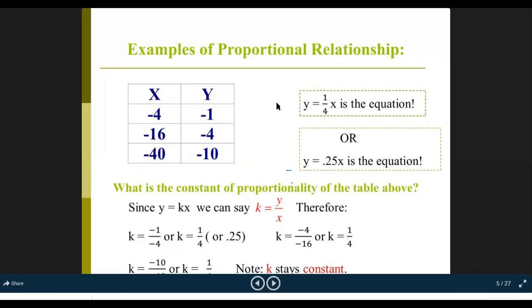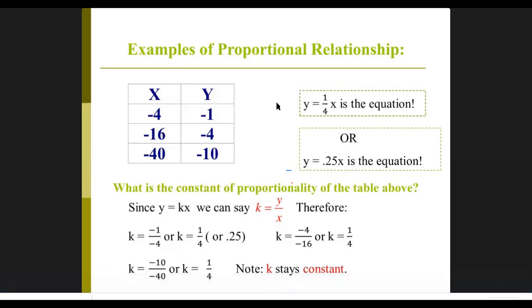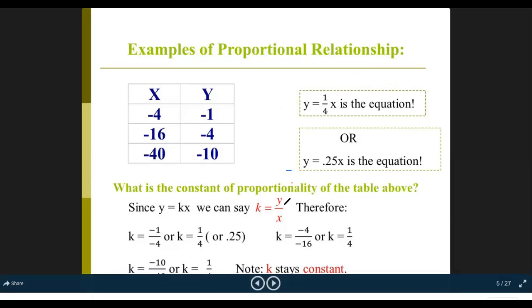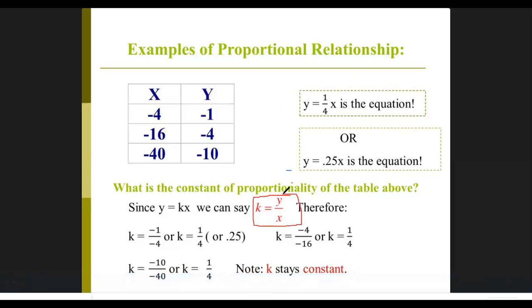But the second point, we have to search for what? The constant value, the constant of proportionality. First, decide if it's direct or not. Second, find the constant of proportionality. How are we going to find it? Y over x. Then we divide: -1 divided by -4, -4 divided by -16, -10 divided by -40. The first one was a quarter or 0.25, the second also a quarter, the third also a quarter, which means what is the value of k?